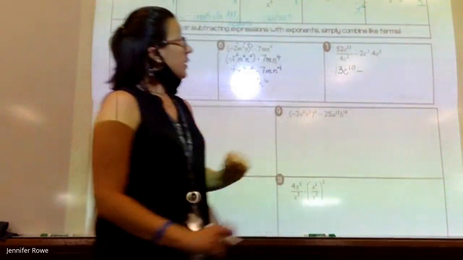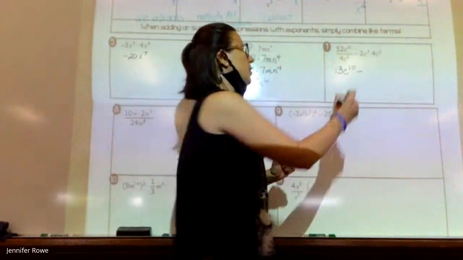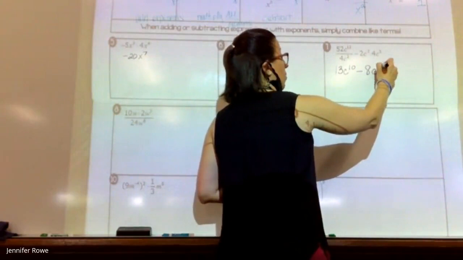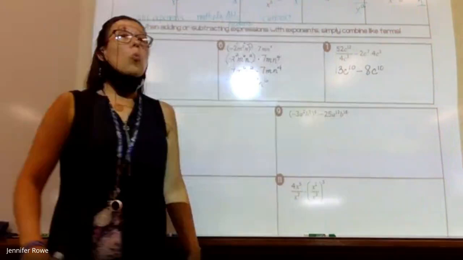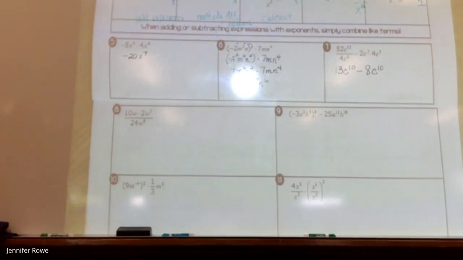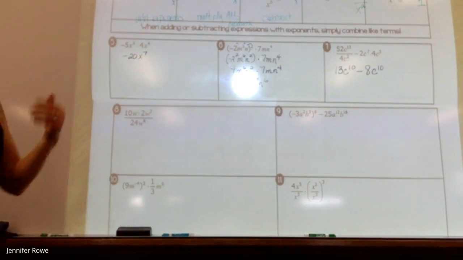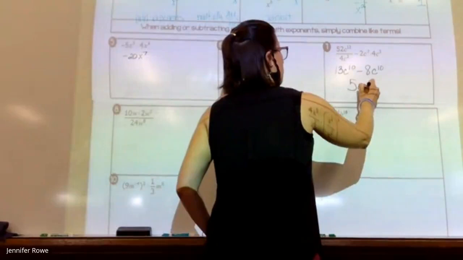Okay. Now I'm going to handle the multiplying next. 4 times 2 is 8. C to the 10th. Okay, now this one: you are subtracting expressions with exponents. Why can I actually subtract these? They are like terms. If those exponents were not both 10, I couldn't subtract them. But because they're both c to the 10th, those are like terms and I can subtract them. 13 c to the 10th minus 8 c to the 10th is 5 c to the 10th. Subtract the coefficients, keep that like term.